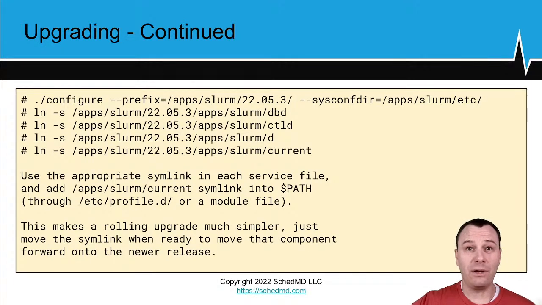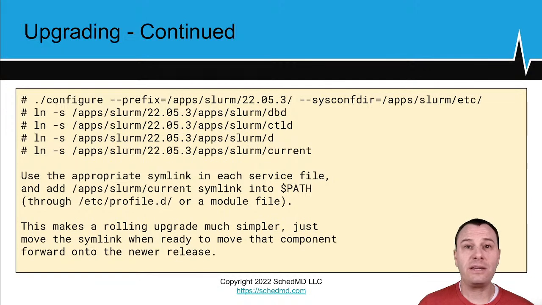Here's an example of an upgrade procedure we recommend. You can see we have an apps directory that we use as the prefix for Slurm. And under the Slurm directory, we have stored the 22.05.3 release. To make upgrades easier, you then use a symlink to the services you share out to the cluster. In this case, the DBD refers to the slurmdbd, the CTL, the slurmctld, and the D, the slurmd. Current is the current version of Slurm.